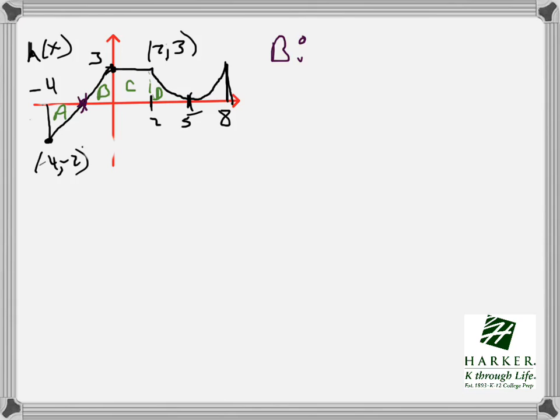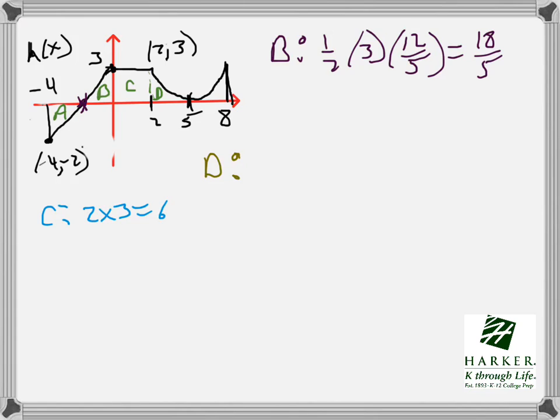Now I'm going to do the area of region B. Well, this is easier because I found that to be 12/5 already. So that is just 1/2 of 3, which is the height, times 12/5. I know it is a trapezoid. I could have done it that way, but this is just easier. C is a rectangle. Can deal with that. 2 by 3. Okay.